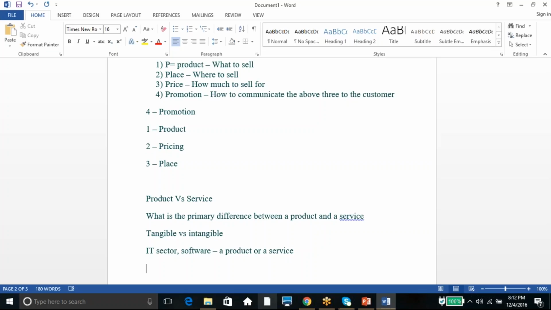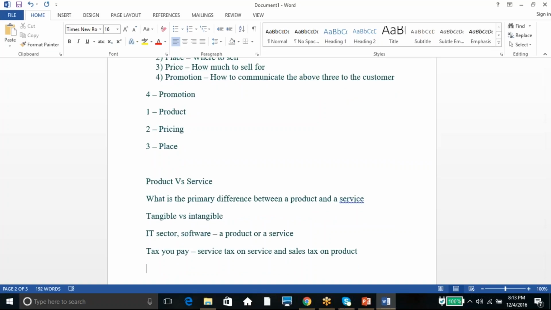Probably in our country, a product and service is now differentiated by the tax you pay. So service tax on service and sales tax on product. But with GST coming in, even that will go. So you will not be able to differentiate again because you will have a common goods and services tax. So again, differentiating between what is a service and what is a product will go. How therefore should we differentiate it?